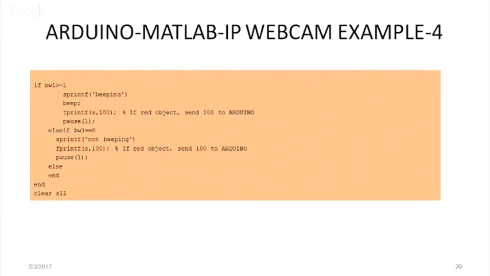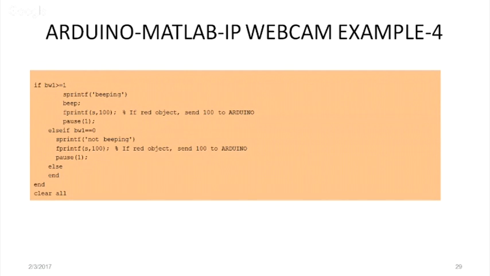You can see in this area, everything is just like your previous, and in this area we just put your fprintf command. If there is a red color in your image, you will use fprintf. That means you are sending a value to your Arduino board. That is 100, the value for a red object. If it is not a red object, you will send some other value. It will be 101. Sorry, there is a mistake over here.